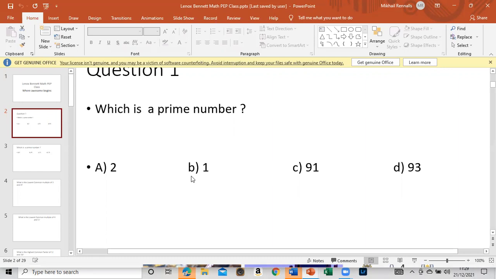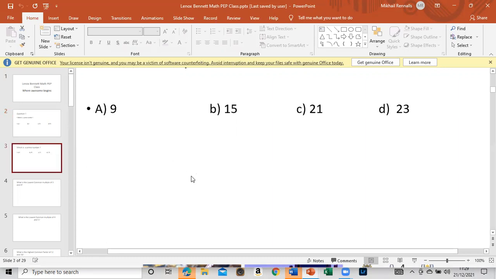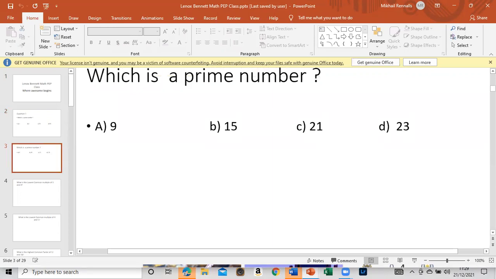It's going to be another prime number question because it was supposed to be boys against girls, but I don't know what happened to the boys.